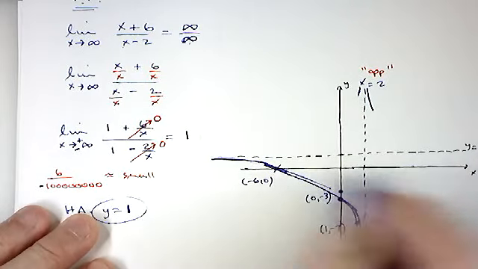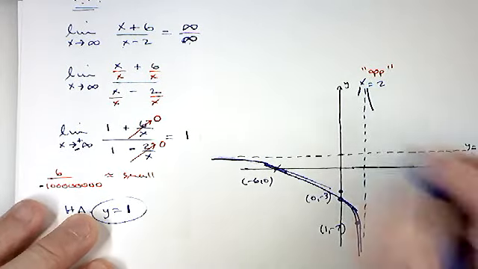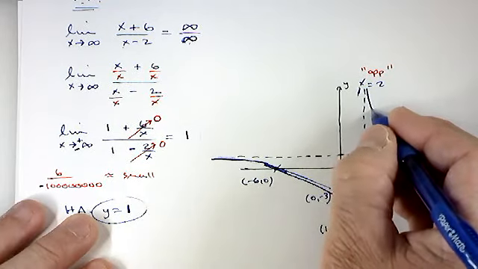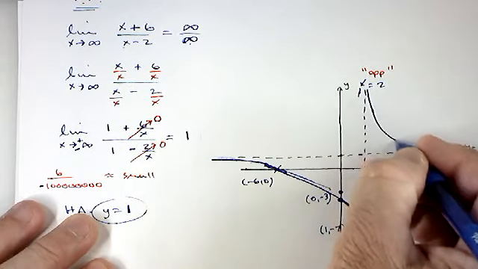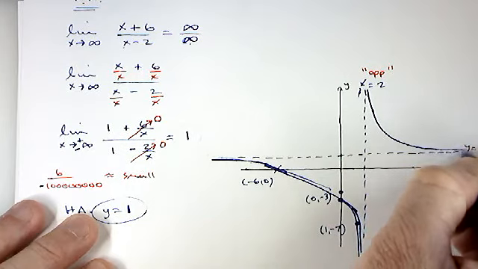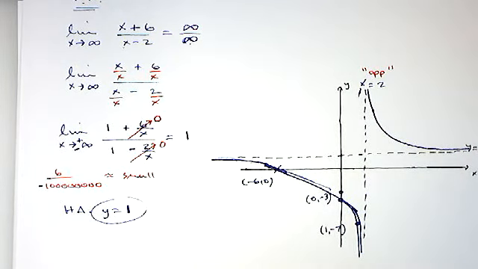There are no more x-intercepts, and we know it has to approach y equals 1. So the most likely situation is that the graph is just going to curve and approach this horizontal asymptote y equals 1. And so there's our graph.